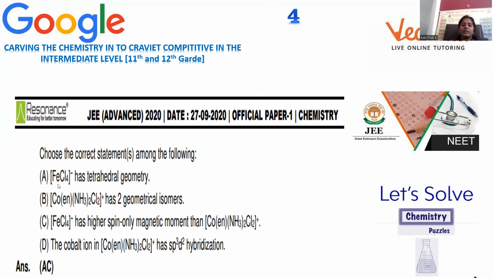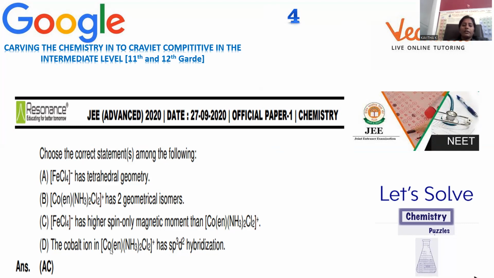FeCl4 minus, a kind of negative complex ion, has a tetrahedral geometry. We have to check whether it is correct or not. [Co(en)(NH3)2Cl2]+ has two geometrical isomers; we have to check whether it is correct or wrong. FeCl4 minus has high spin only magnetic moment. Then [Co(en)(NH3)2Cl2]+: here high spin is possible for FeCl4 minus, but they are saying high spin is not possible for this one.